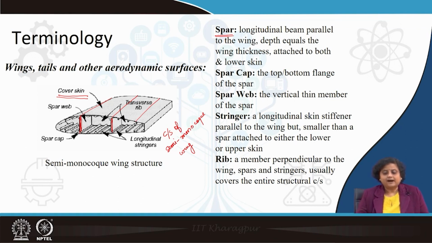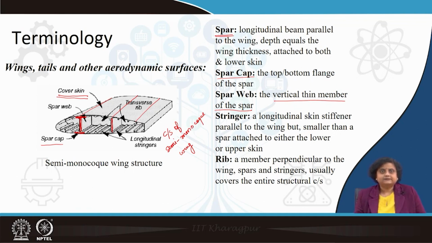Now, the top and bottom flanges of the spar, where it is connected to the skin, are called the spar caps. You can see here the spar caps. And spar webs are the vertical thin member of the spar. So, this vertical portion is called the spar web.